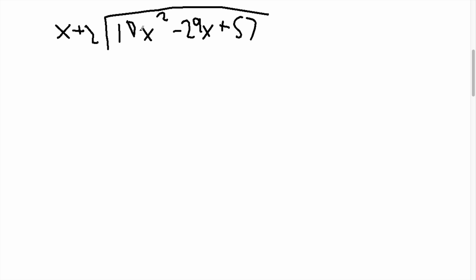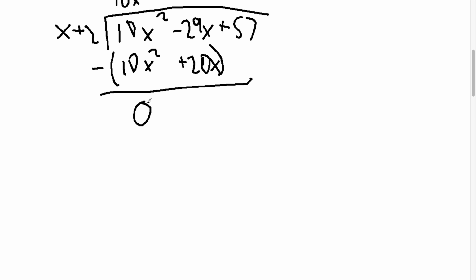So we figure out how many times x goes into 10x squared, which is 10x, and you multiply this by x plus 2 and subtract that value. So you get 10x squared plus 20x, which is 0 after you distribute the negative, so you ignore this value. And for this one, you get minus 49x. After that, you bring down whatever's remaining, which is plus 57, and you do the same step again.